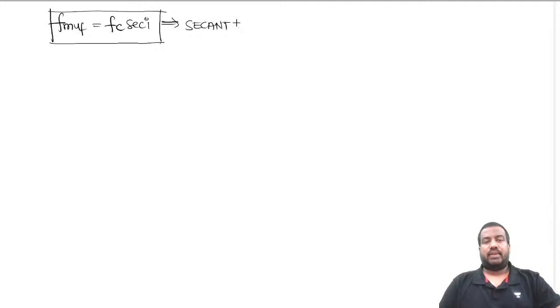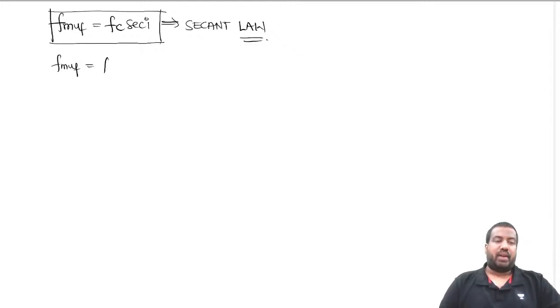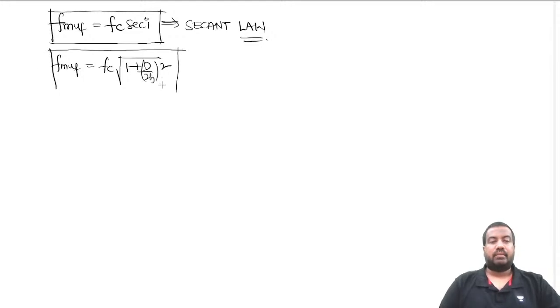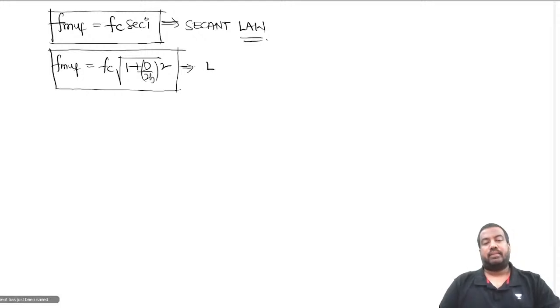It determines the factor by which F_MUF is greater than F_C. One more that we derived, F_MUF is equal to F_C into under root of 1 plus (d by 2h) whole square. This is the F_MUF and F_C relation, considering the assumption that the earth is flat. Clear?